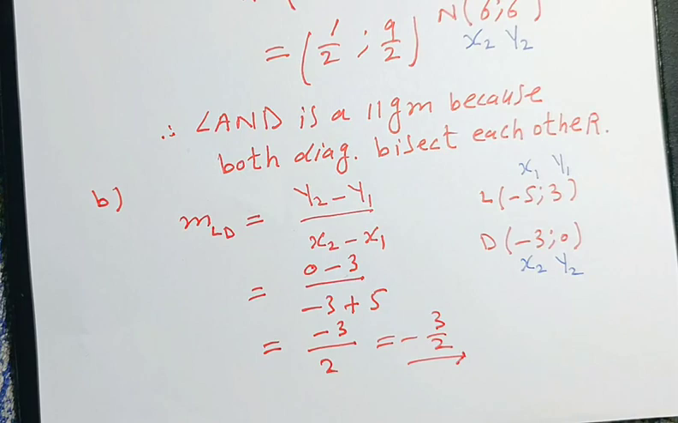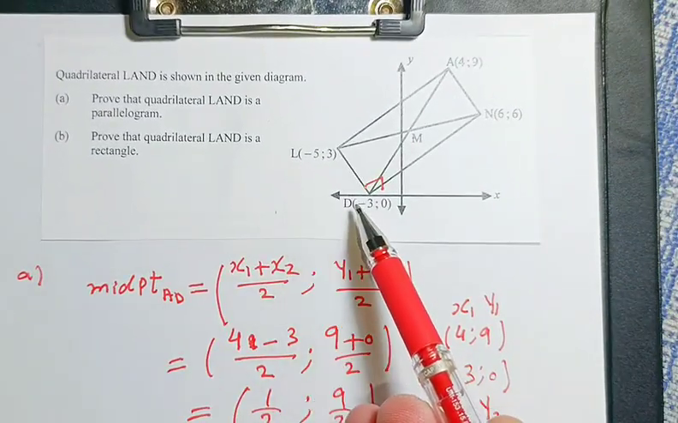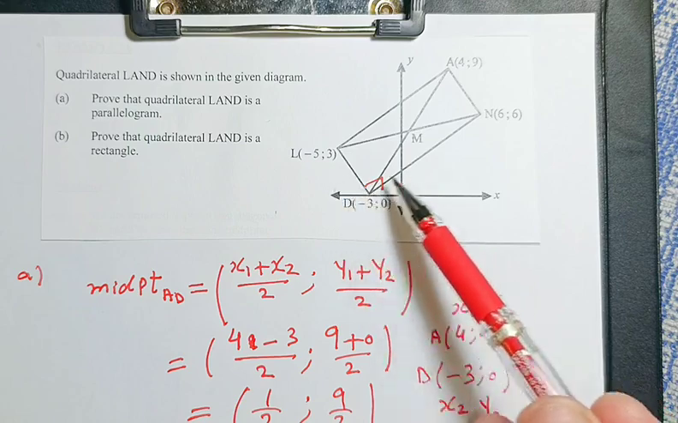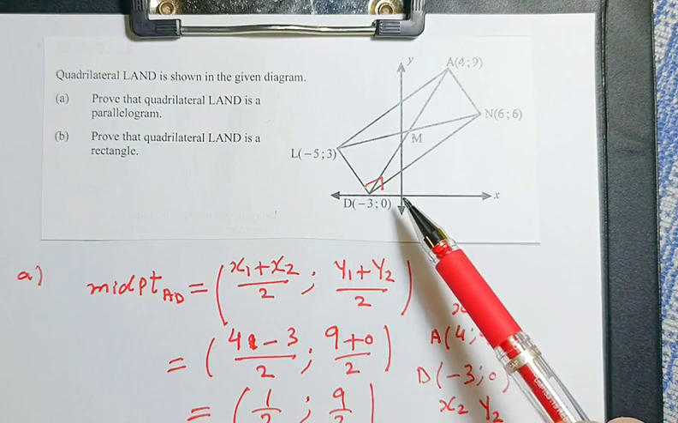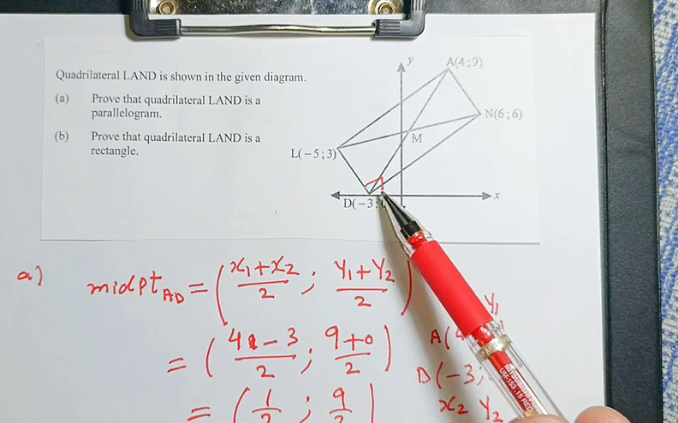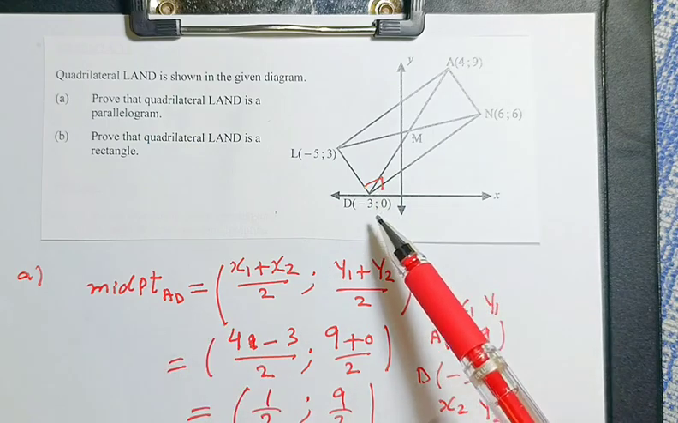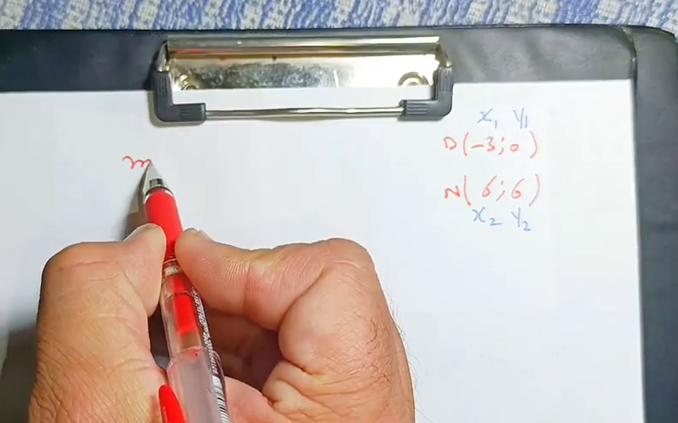Now I need to find the gradient of DN. Let's remember, we found the gradient of LD, and now we're going to find the gradient of DN, because these are two adjacent sides. If I multiply their gradients and the answer is equal to -1, then I can say the angle D is equal to 90 degree. Now we're going to take the gradient of DN.